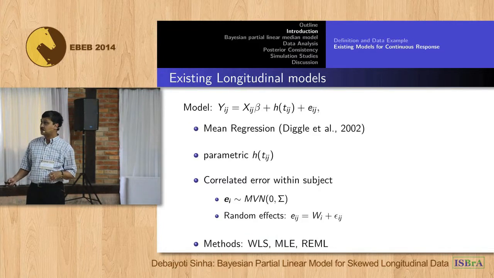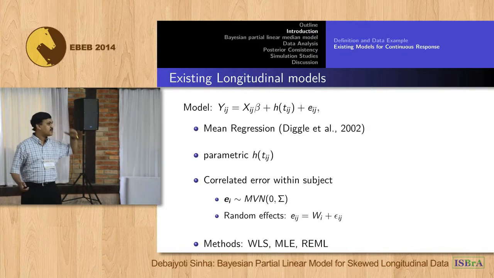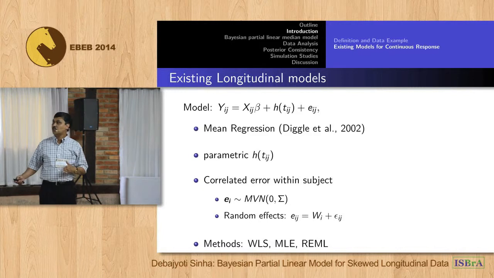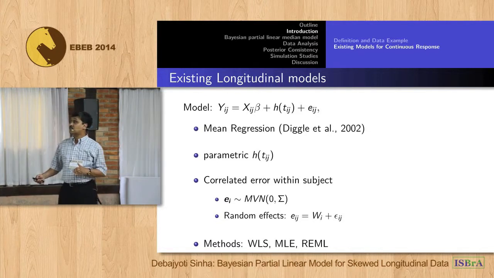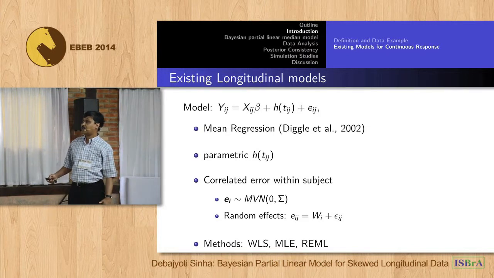So, a typical model. This is just a little bit of review of the existing work. You look at subject i at time point Tij, and this is how many of the models look. This is the covariate effect. This is the effect of time, generally as a function. That's the partial linear model idea: this thing is some unknown function, and this thing is parametric. And then there's the error structure.